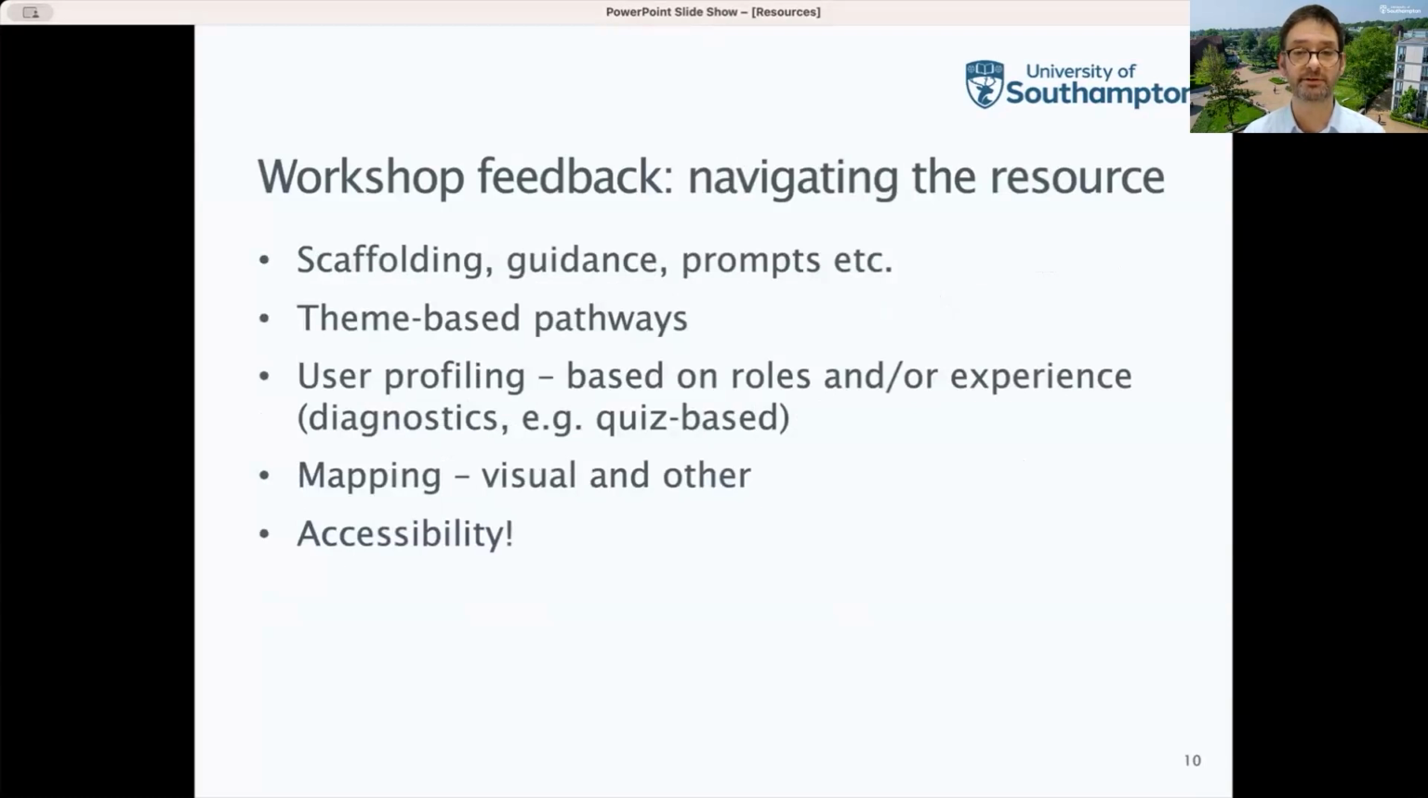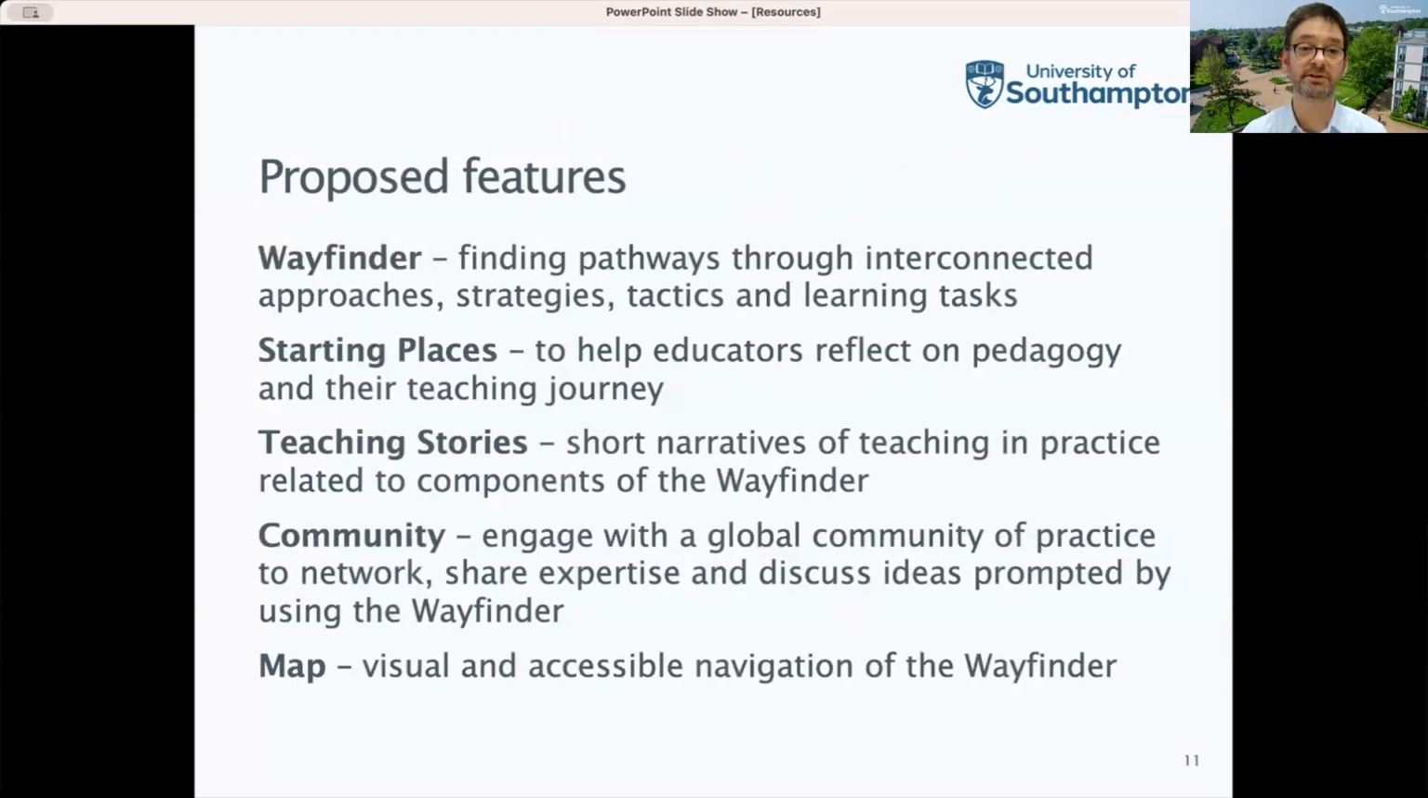I will just click through those and finish with, because this is the result of those discussions really, our proposed features for our resource. So obviously we have the typology, or the wayfinder as we call it ourselves, in terms of ways to navigate through these different components. But we're also looking at starting places to prompt and provide guidance, teaching stories, which will be short narratives taken directly from our data, but that relate to components or strands in our wayfinder. And also a community function, so people who use the resource can share expertise and discuss ideas prompted by their use.